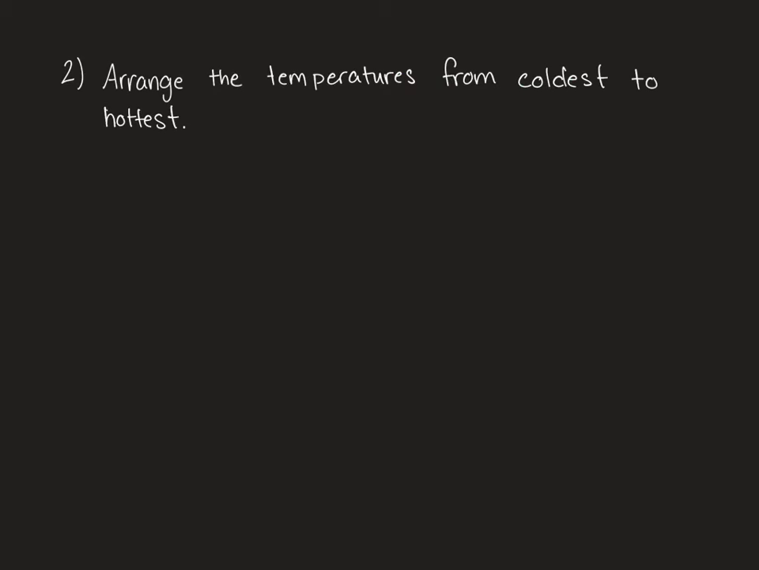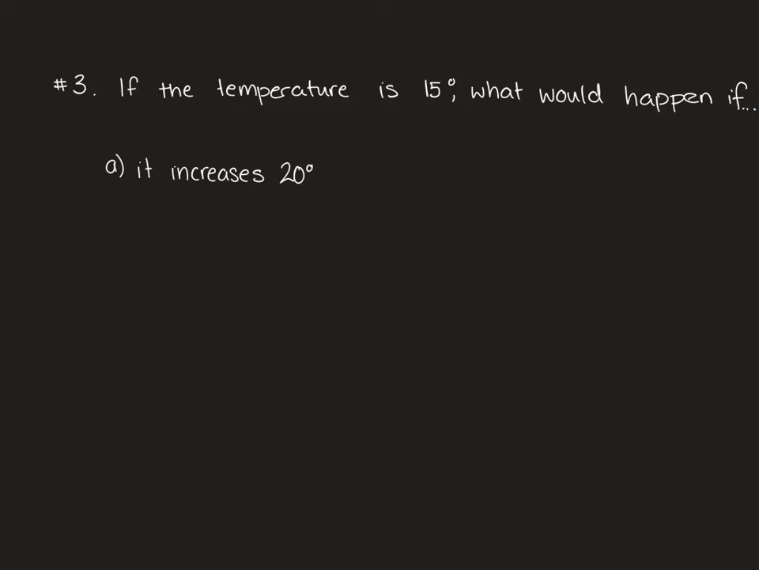Question 2 asks you to arrange the temperatures from coldest to hottest. So you're just going to rewrite them in a list, and the first one should be the coldest, and the last one should be the hottest. And you'll remember from your own real life experience this year, right? Minus 40 is a lot colder than minus 2, and plus 25 is a lot warmer than plus 10. So you will probably logically know that sequence of what's the coldest and then work your way up to what's the hottest.